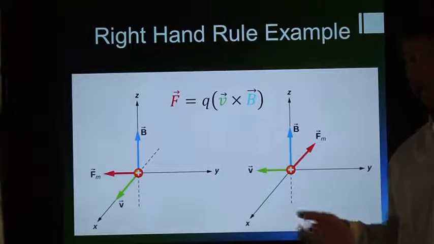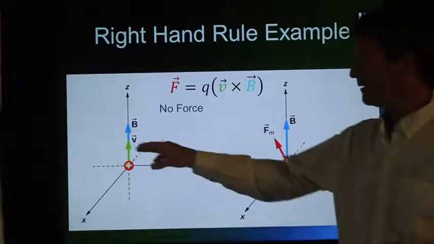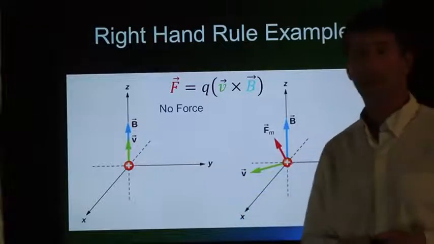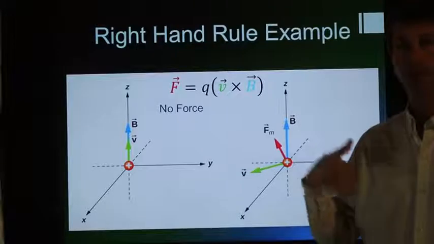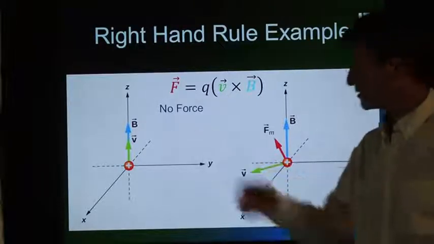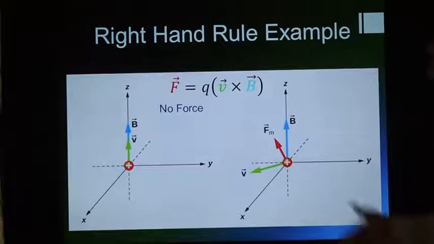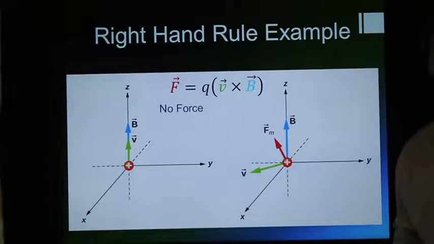And in fact, in the lessons, we have quite a few of these different examples. Again, when velocity and magnetic field are in the same direction, there's no cross product. Theta is 0 and the sine of 0 is 0, so there's no force. Again, here we have it at an angle, V cross B, and it's going off in this direction right here.